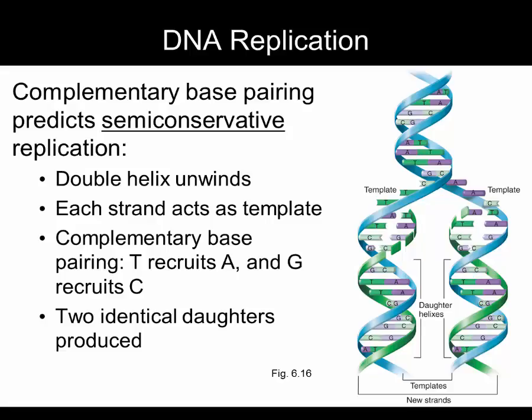In this model, the original molecule unwinds, and each strand serves as a template for a new double helix. Base pairing rules mean a T on the template will always be paired with an A, A's with T's, G's with C's, and C's with G's. Each strand independently has all the information required to make a new double helix. So you get 2 identical daughter helices, each with 1 parent strand and 1 newly synthesized strand.